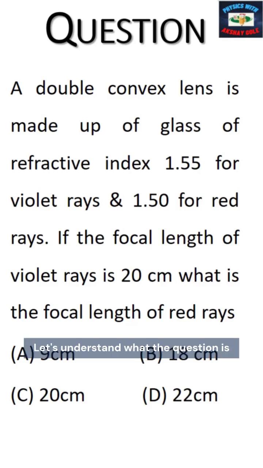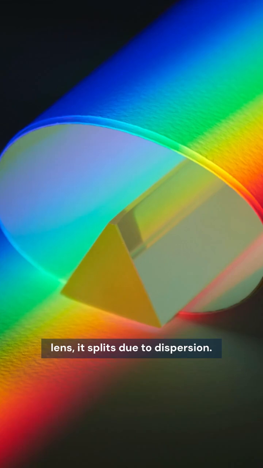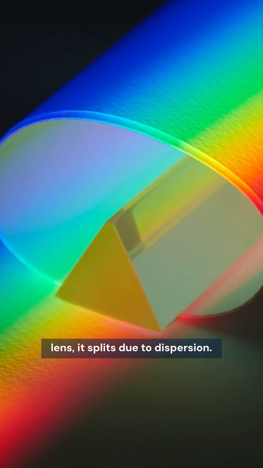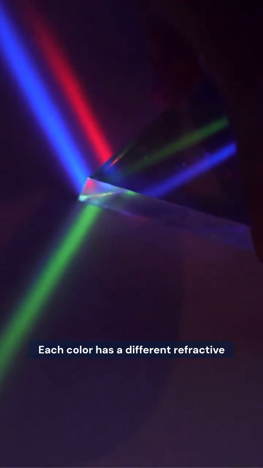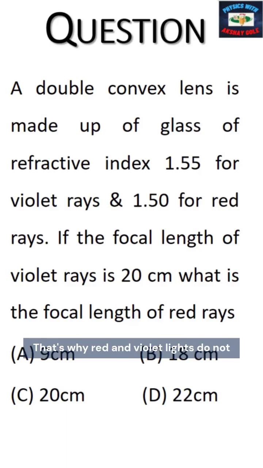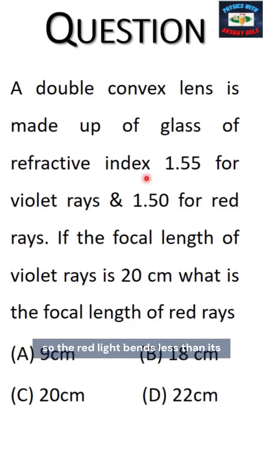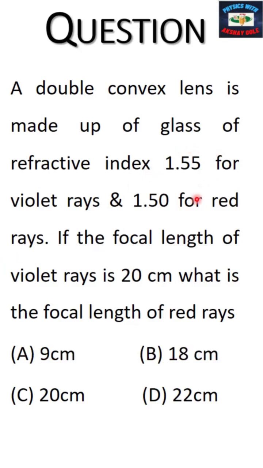Let's understand what the question is really asking. When white light passes through a lens, it splits due to dispersion. Each color has a different refractive index, so their focal lengths are different. That's why red and violet lights do not focus at the same point. So the refractive index of red light is less than the refractive index of violet light. So the red light bends less, and its focal length is longer.